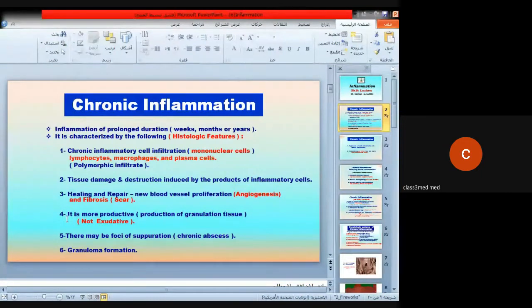Fourth, chronic inflammation is productive in nature. What does productive mean? It means there is production of granulation tissue, which is a tissue of healing. Healing starts with granulation tissue. That means there is production of new tissue. It is not exudative, meaning there is no exudate formation in chronic inflammation. Exudate formation is only a feature of acute inflammation.